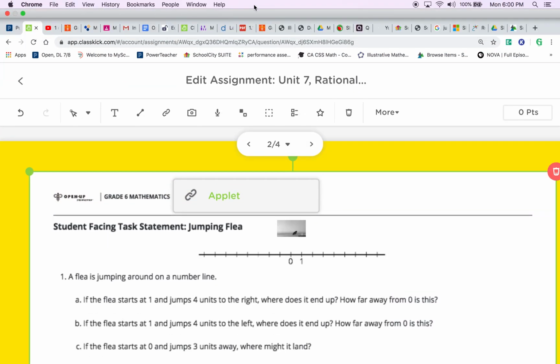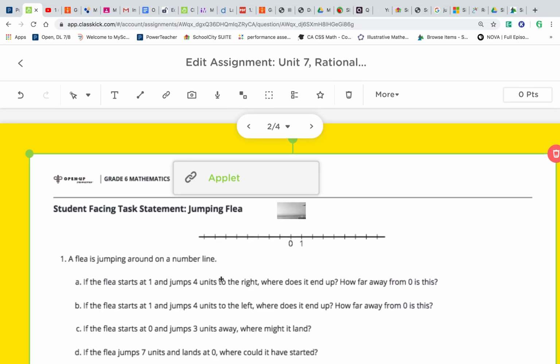All right, hello class. We have made it to lesson 6 in unit 7. And today's first activity deals with a jumping flea. Apologies if anybody is scared or creeped out by this flea, but I wanted to have the effect of a jumping flea on there. So there we have it.